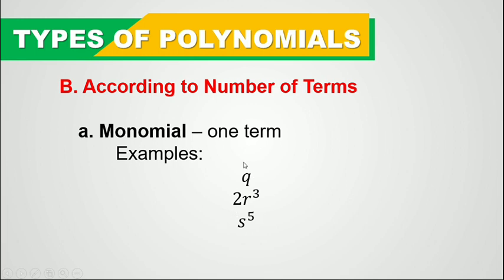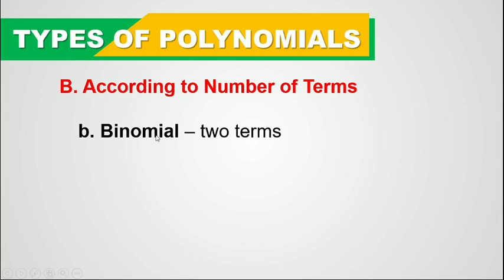So let's proceed to the second type, which is binomial, which has two terms. So examples, a plus 1, b squared minus 4, and c cubed plus 1. As you can see, there are two terms. So one, two, one, two, one, two. The terms are actually separated by either addition or plus or minus or subtraction. These operations indicate how many terms there are in a particular polynomial.